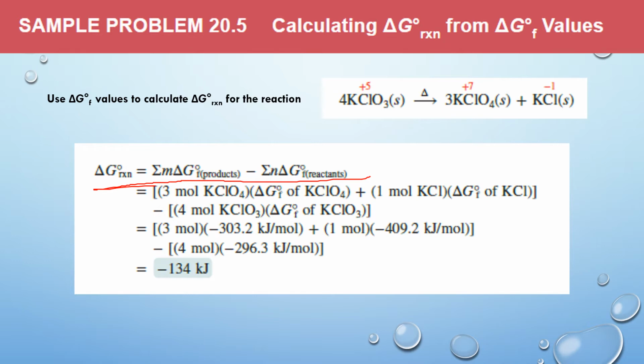We have 3 moles of this product, so we have 3 times this value obtained from appendix B, plus 1 mole times that. That's the total of the products, minus 4 times the delta G_f naught for the reactant. At the end, you end up with negative 134 kilojoules. From the previous approach, we had negative 133 point something, so they almost give you the same result.